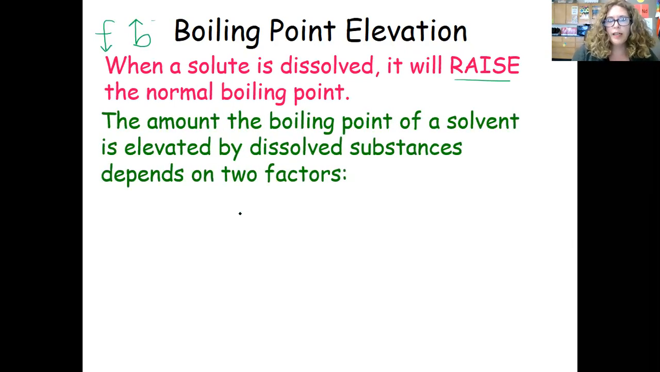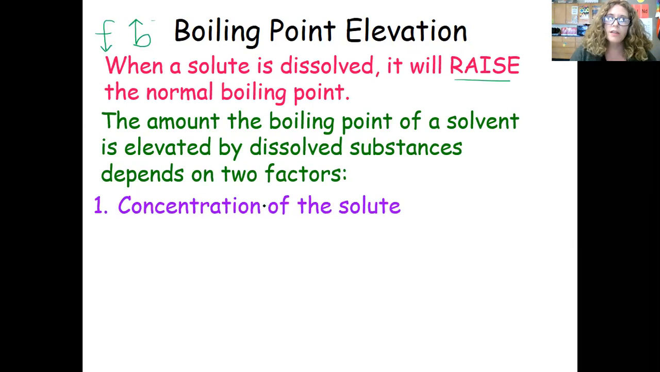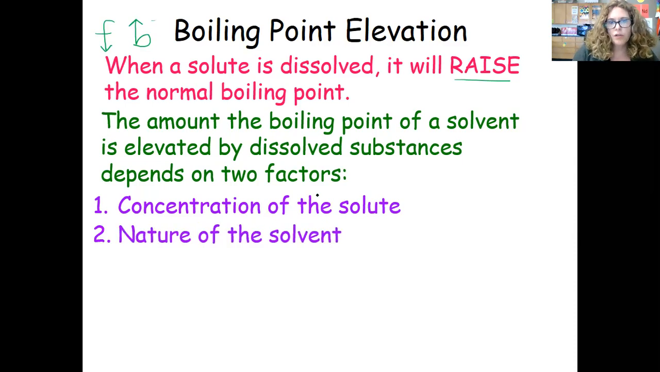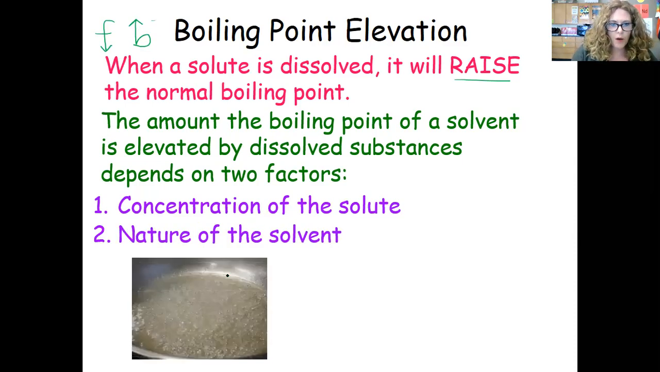The amount the boiling point elevates by dissolved substances depends again on two factors: the concentration of our solute, right? The more we add, the higher the boiling point, and the nature of the solvent. And so here we have some water boiling, and this is some salt water. We often add salt to pasta water when we're making pasta for two reasons. One, it's an opportunity to add some flavor to the pasta as it's cooking. And two, we are elevating the boiling point of the water so that it's cooking at a little bit higher temperature. So instead of boiling at 100 degrees, water will boil at above 100 degrees because the boiling point goes up.